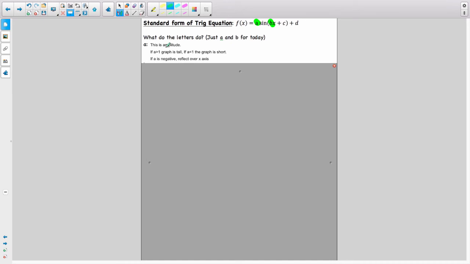And a couple of things to notice. If your A is bigger than 1, your graph's going to get really tall, right? Because that's the distance from the midline to the high or low. If your A is small, less than 1, well, that means that distance is getting smaller. Your graph's going to look really, really tiny, like an itsy bitsy spider. Whereas if you had a really big A, you're going to have these huge swells of ups and downs. Also, if your A happens to be negative, just like the parabola, your graph will reflect over the x-axis.